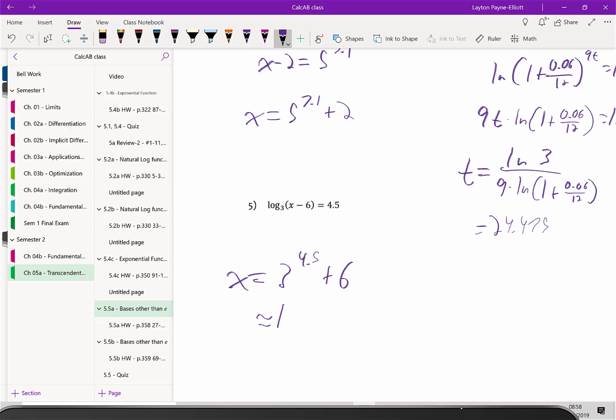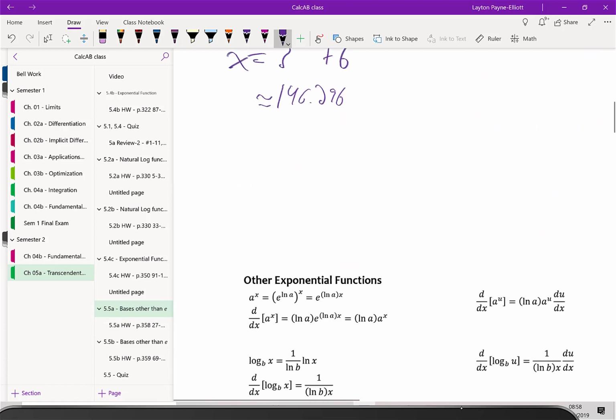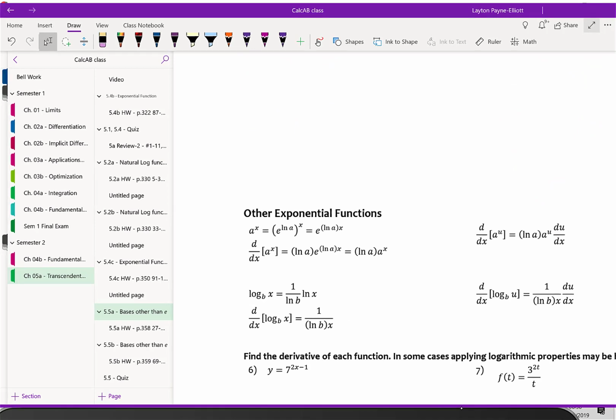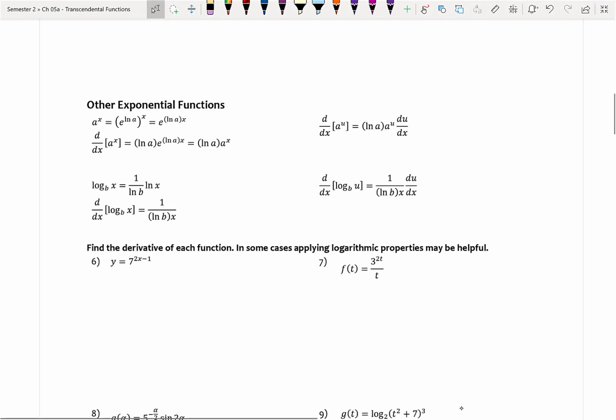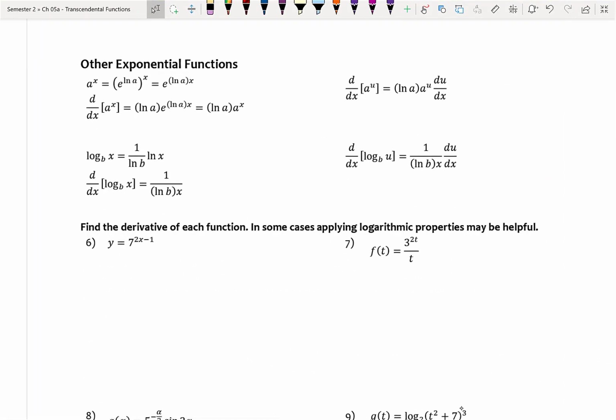So this is about 146.296. Okay. So let's get to the calculus of this. The goal today is actually to be able to do derivatives and integrals of logs and natural logs and exponentials of bases other than e.